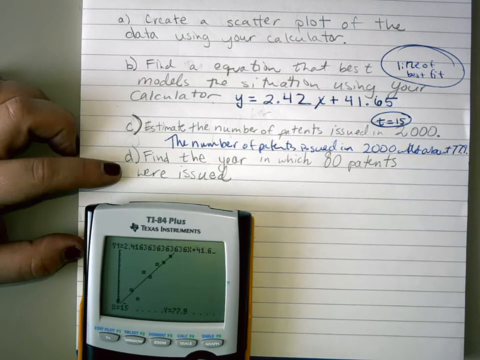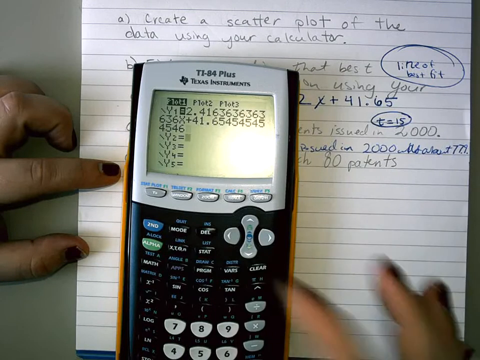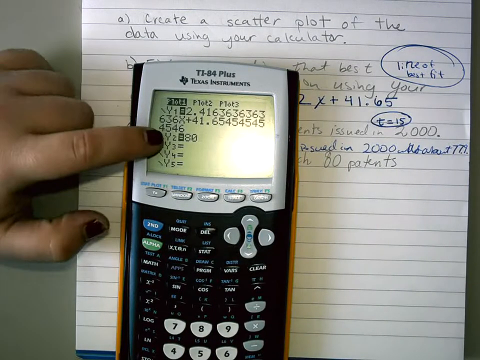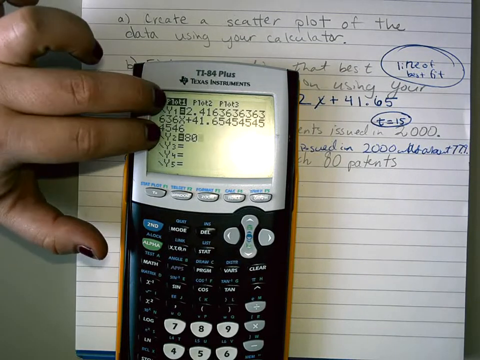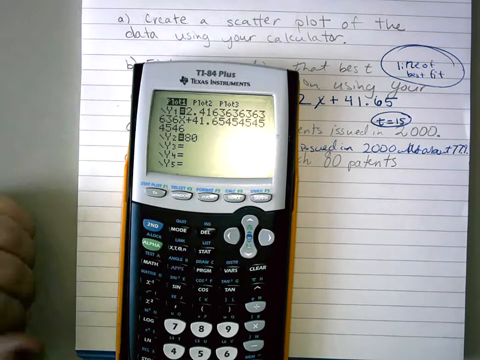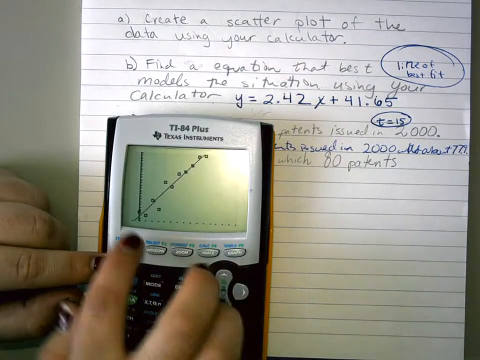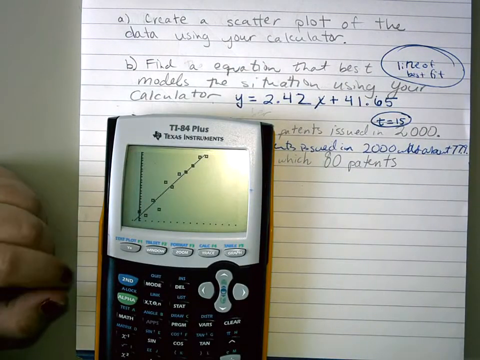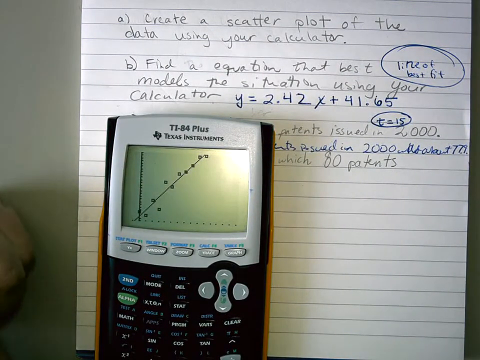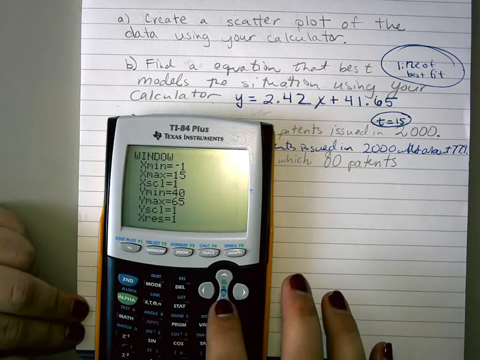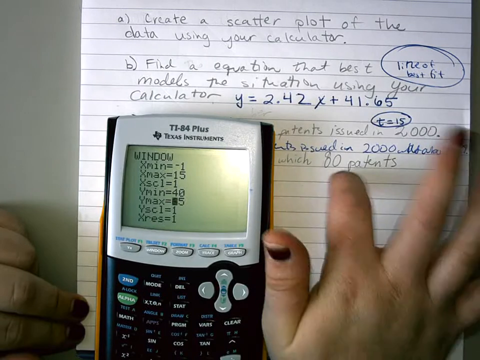Next, we're going to find the year in which 80 patents were issued. To do that, you need to go back to your Y2, and we're going to enter in the value 80 that we need to find the input for. We're going to find the intersection of these two equations. I'm going to show you what the graph looks like. Here you can see that when I hit graph, you can't see the intersection. Do you want to know why? Because it's not in the window. Go back to the window and increase the Y max to incorporate this value here.